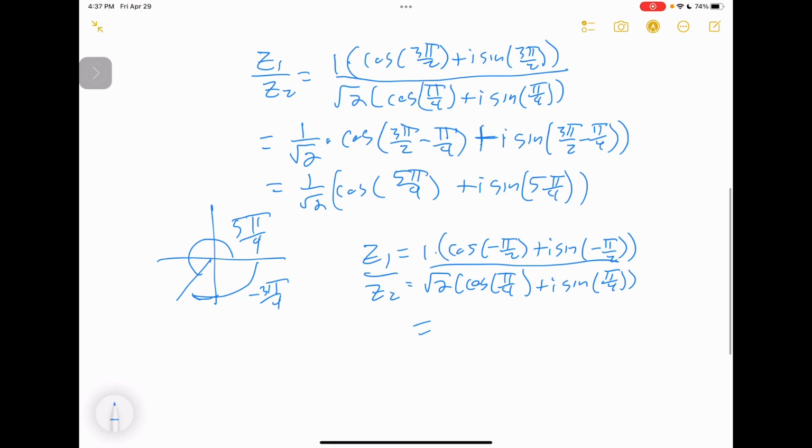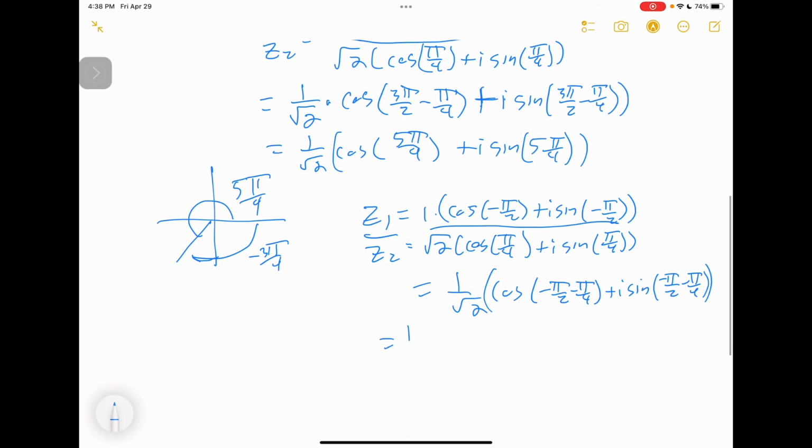In that case, it's still 1 over the square root of 2 times cosine of negative pi over 2 minus pi over 4 plus i sine of negative pi over 2 minus pi over 4. And they get 1 over the square root of 2 times cosine of negative 3 pi over 4 plus i sine of negative 3 pi over 4. But I still want to stress that 5 pi over 4 and negative 3 pi over 4 get you to the same place. Hope that helps.